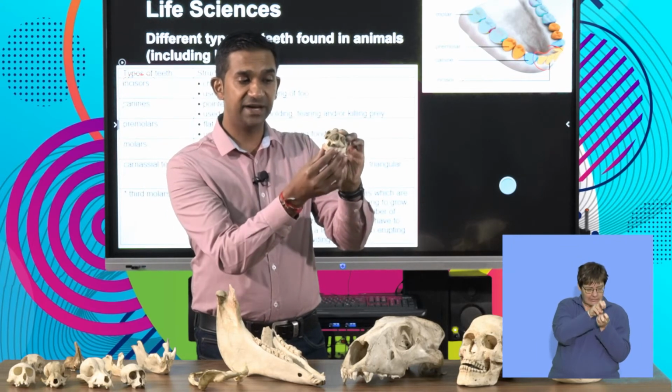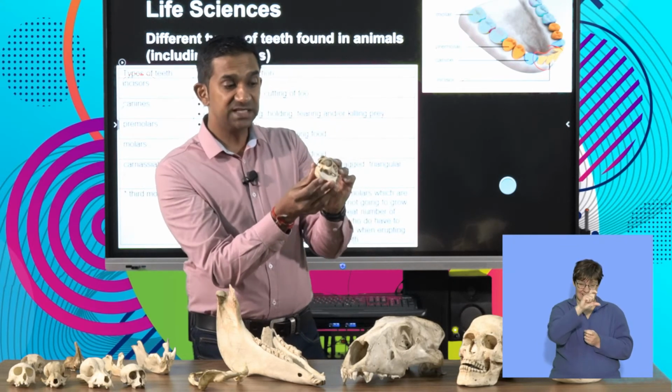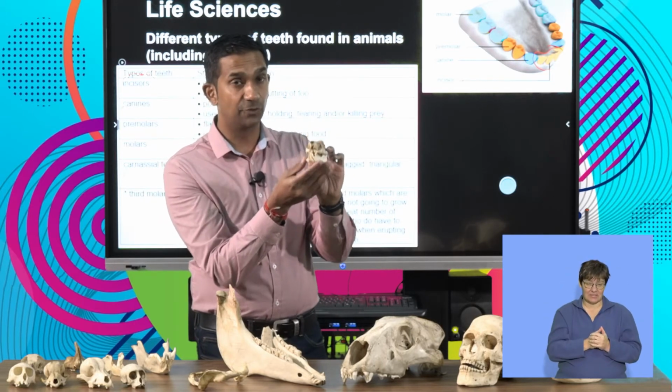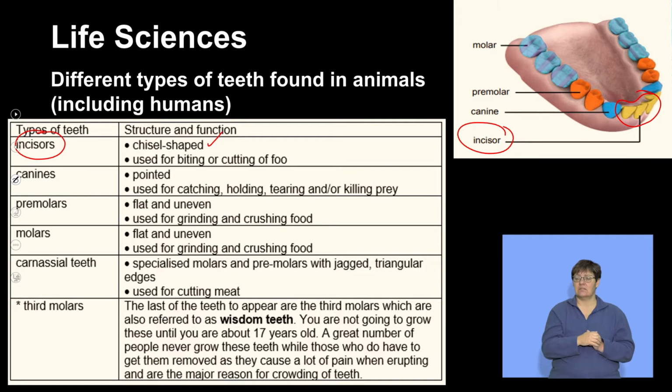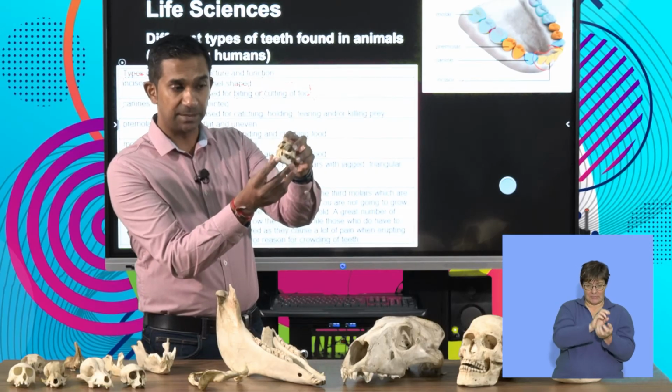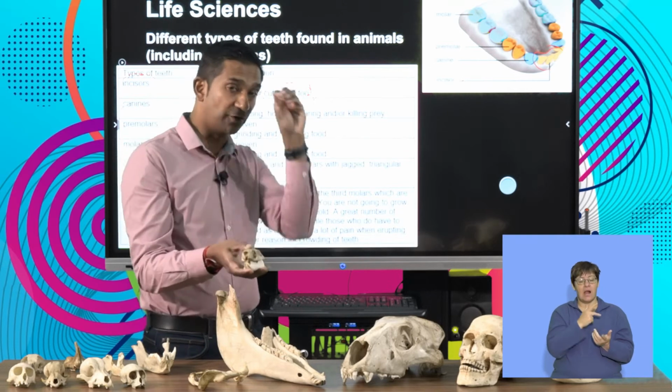but you can clearly see very well defined incisors. These incisors are used specifically for, let's look at its function, guys. They are chisel shaped and used for biting and cutting off food. So we know that these incisors are specifically adapted so that the individual can bite and chew off food.